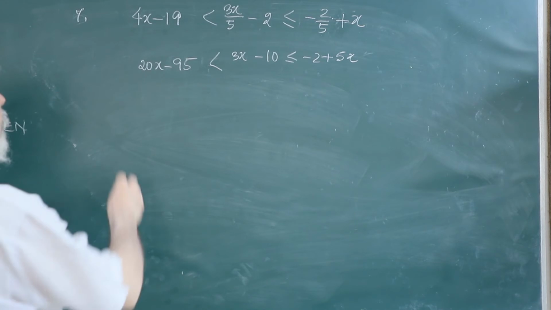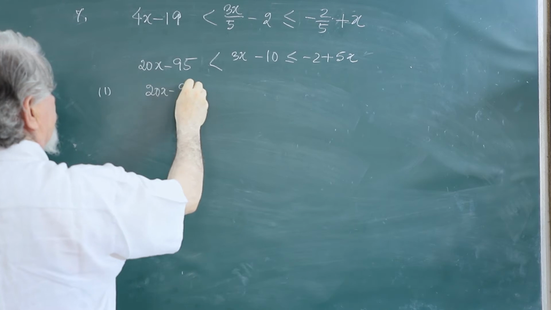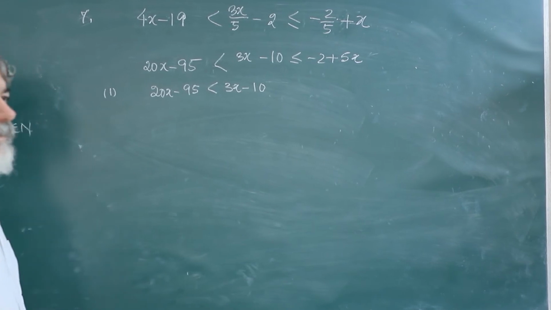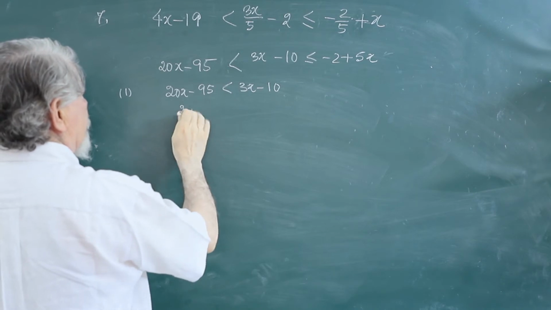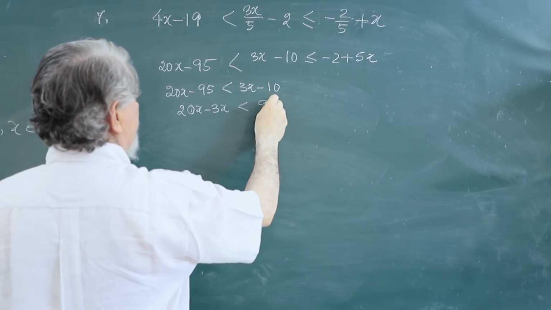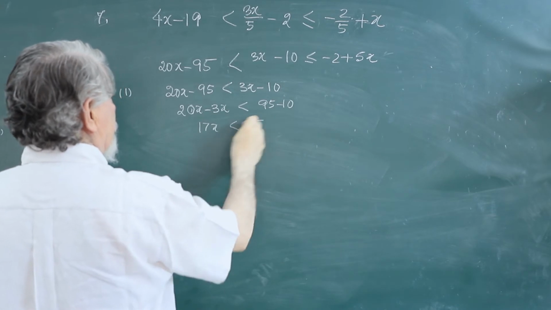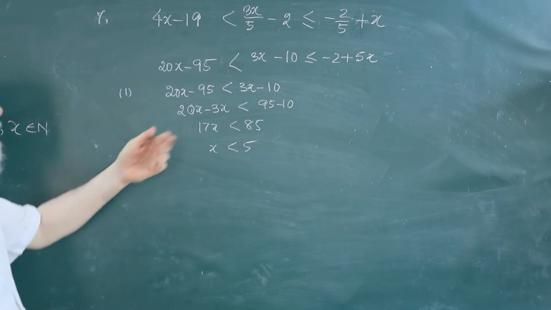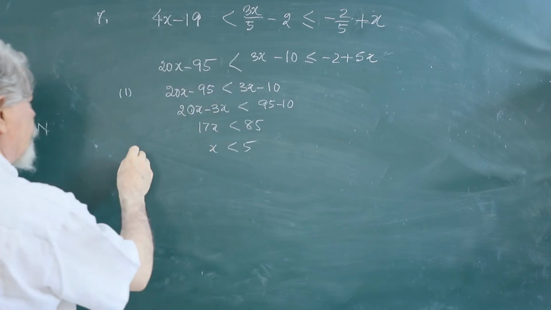Now let us first take 20x minus 95 is less than 3x minus 10. Let us bring x to one side. 20x minus 3x will be less than 95 minus 10. So 17x will be less than 85, so x will be less than 5. 17 5s are 85. We divide by 17. There is no change of sign because it was positive, so there was no need to do anything.